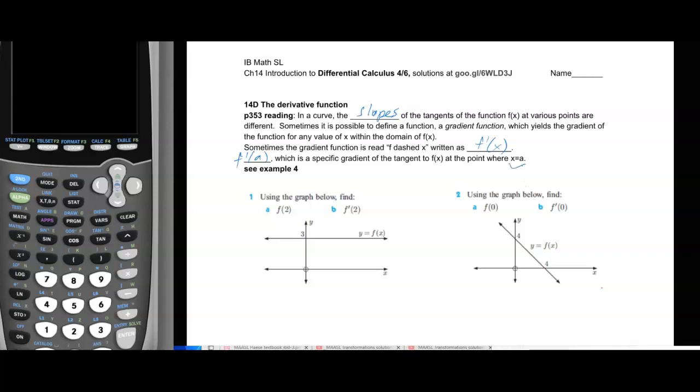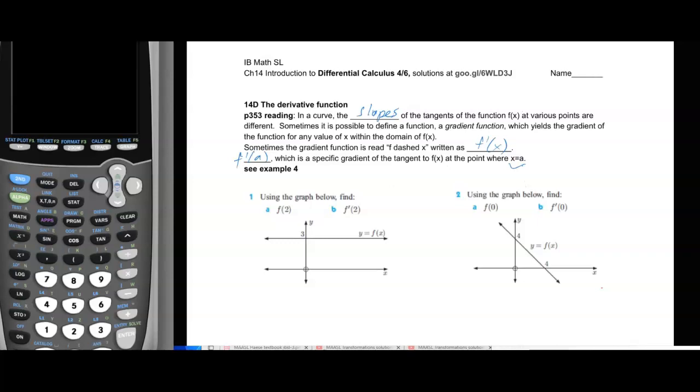Okay, so what does the first sentence say? It just talks about what we discovered in the investigation, that you could take a curve, you could measure the slopes at many points on the curve, you could take those slope values, which are the red numbers in the investigation, and graph those red numbers in a new graph, and that would become the gradient function or the derivative function.